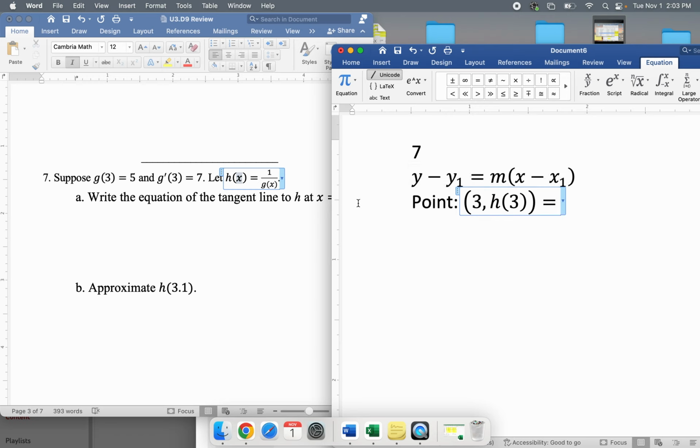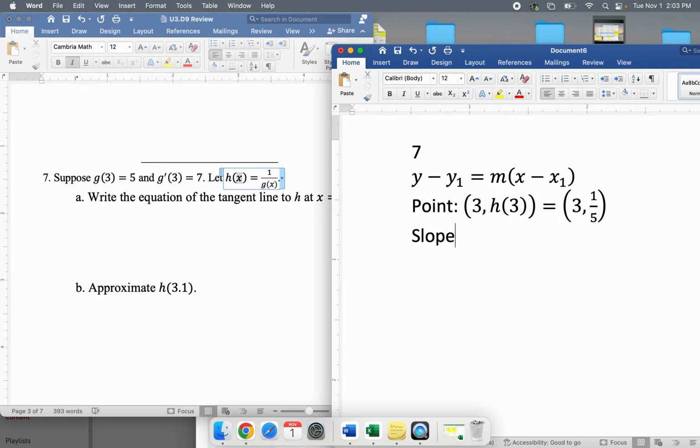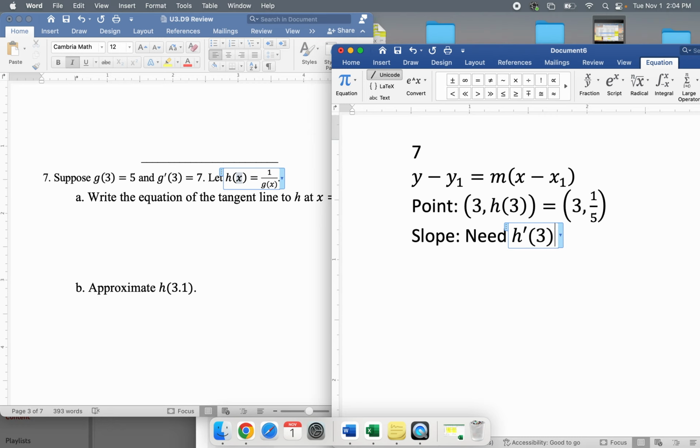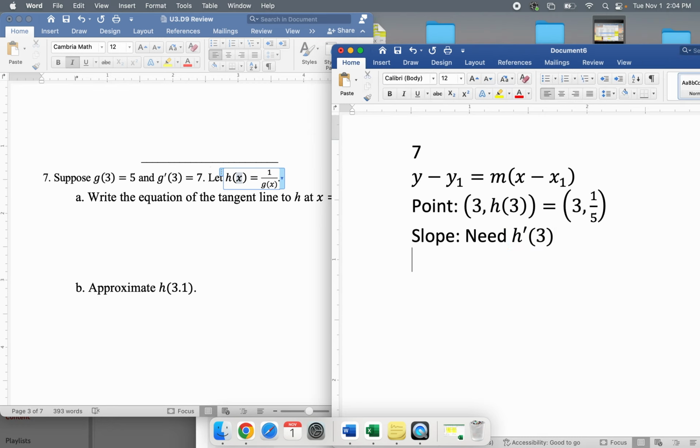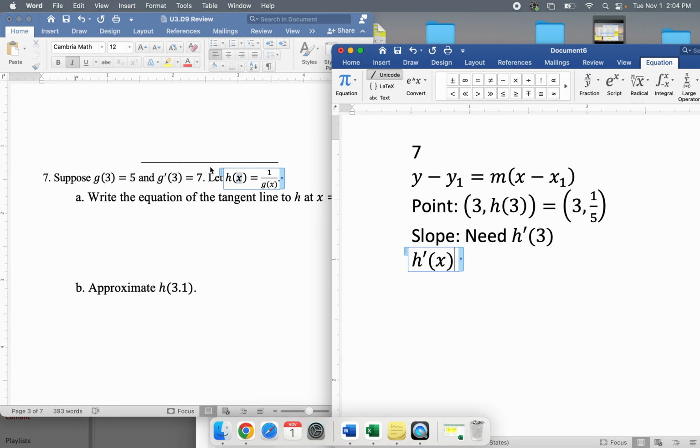You can figure out what h of 3 is, though, right? Because h of x is 1 over g of x, so h of 3 would be 1 over g of 3. g of 3 is 5, so I think that's just 1 over 5, right? So there's the point on the line. Now, for the slope of your line, you need to be plugging 3 into the derivative of h. So we need to know h prime of 3, which of course means that we need to know h prime in general. h prime of x is going to be what?